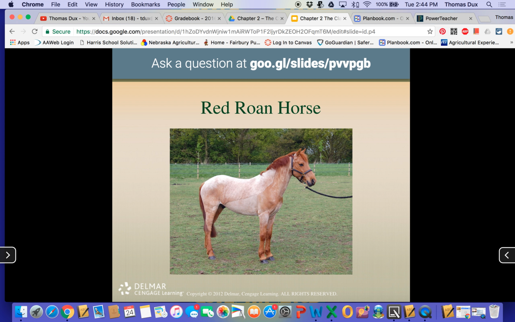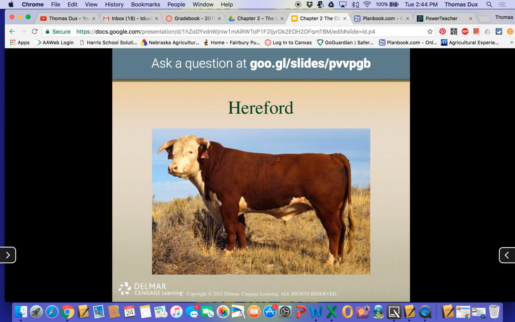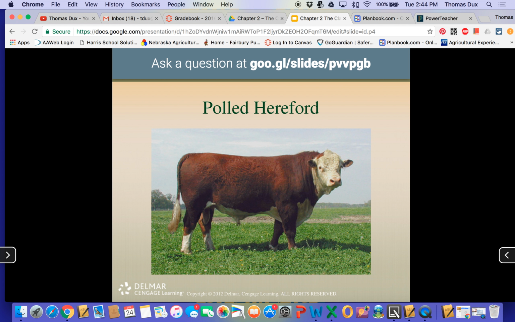So that would not be a purebred. But if you took a red roan and bred to a red roan, you'd get a red roan. If you took a purebred Hereford like this, but this one is not polled, and you bred it to a purebred Hereford, you'd probably get a purebred Hereford. What if the other one was polled? Okay. What would happen?